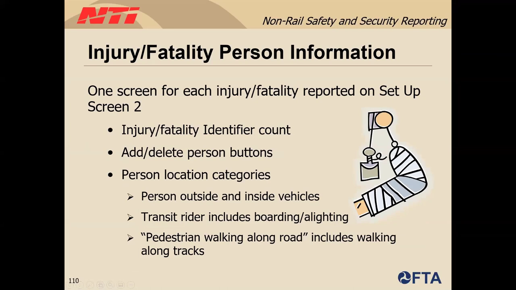If your event includes an injury or fatality, you will need to complete a screen for each person. This form also includes a person count and buttons for increasing or decreasing the number of people. Person type location categories are divided into two groups, person outside the vehicle and person inside the vehicle. Transit vehicle rider is the correct choice for passengers boarding or alighting. Pedestrian walking along road also includes walking along tracks.